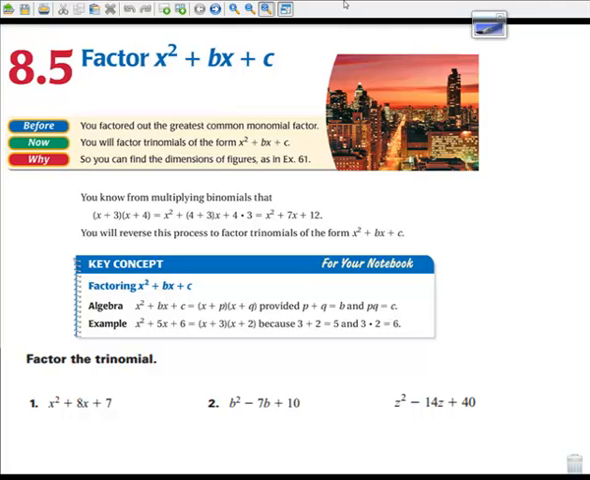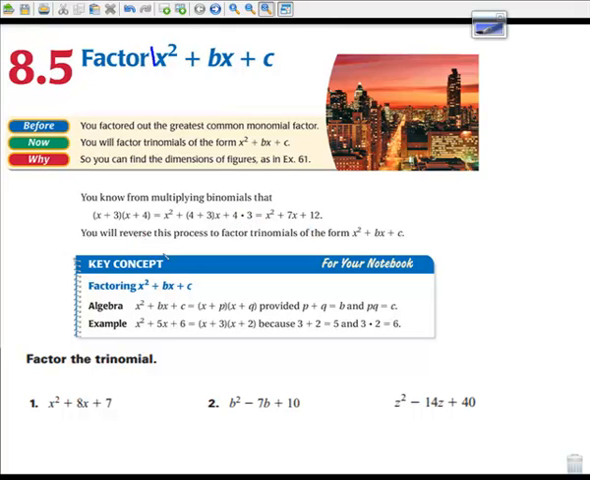Lesson 8.5 is factoring polynomials that are in the form x squared plus bx plus c. You have to understand that this is always going to be a 1x squared, and b and c are just real numbers. They're showing you that if you have (x plus 3) times (x plus 4), you can FOIL this, and we know we're going to get an x squared, and then a 3x and a 4x, so really that's 4 plus 3x, and then 3 times 4 is going to give us 12.